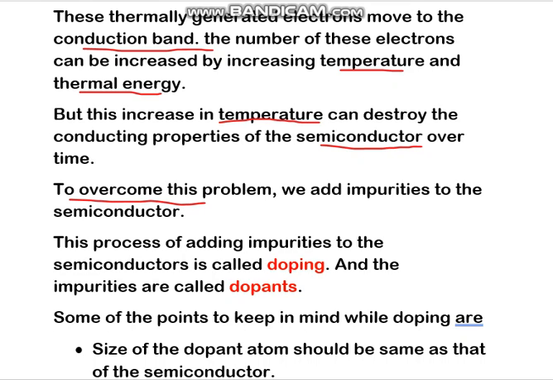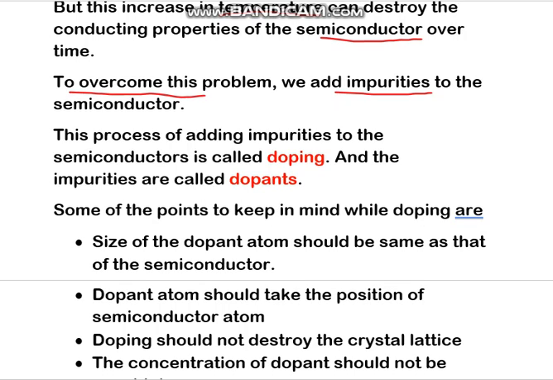We started adding impurities to the semiconductor. This process of adding impurities to the semiconductor is called doping, and the impurities that are added to the semiconductor are called dopants.